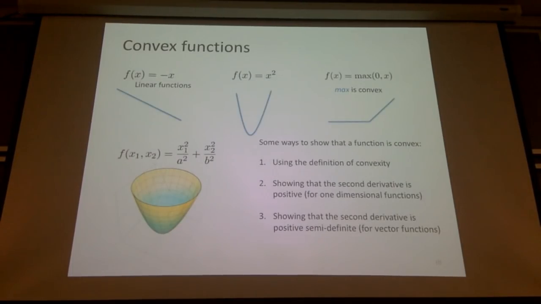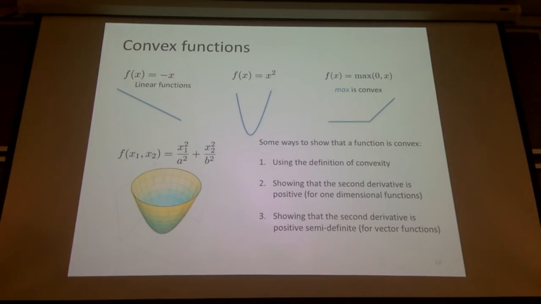Many functions that you know and love are convex. Linear functions are convex. F of x is x squared is convex. The hinge in particular, this is the hinge, right? Max of 0 and something. Hinge is convex. You can have convex functions in two dimensions. And there are standard ways of testing whether some function is convex or not.